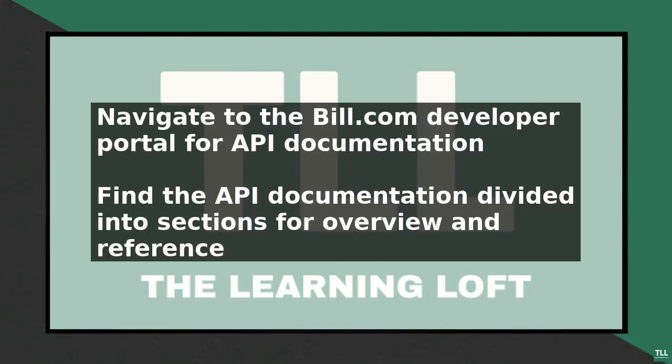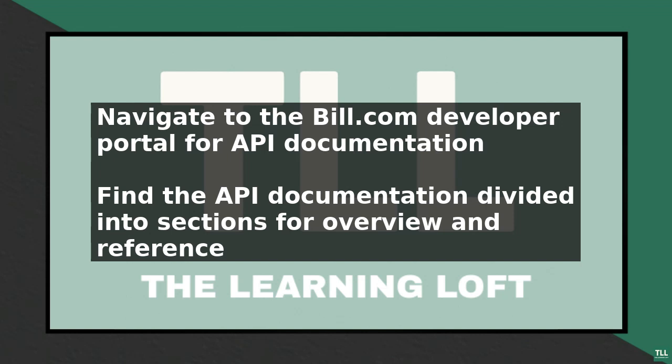To effectively search the Bill.com API documentation, follow these steps. First, navigate to the Bill.com developer portal, where you will find the API documentation. The documentation is divided into sections, including an overview, getting started, and reference materials.